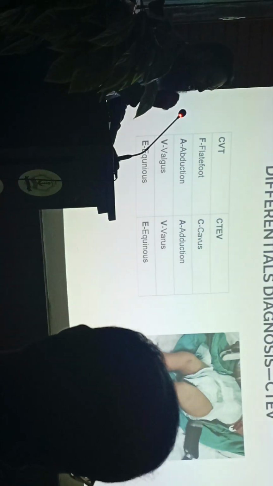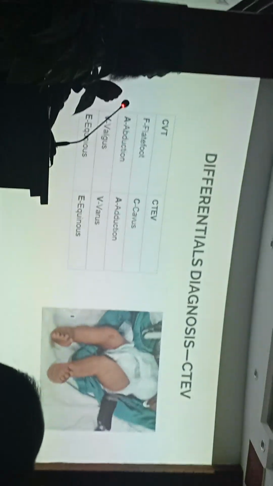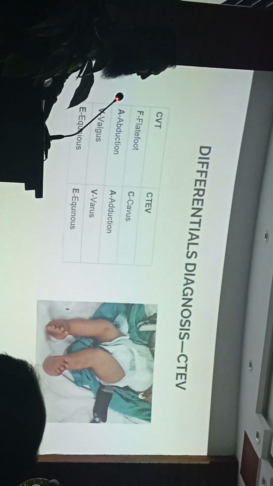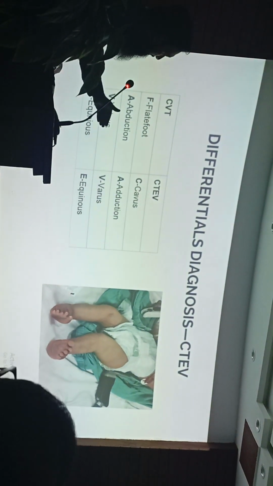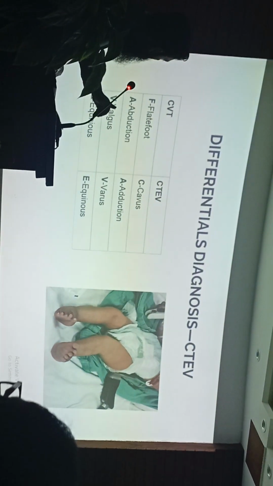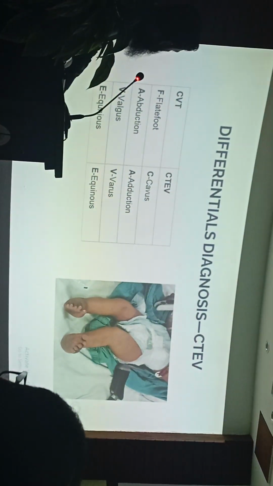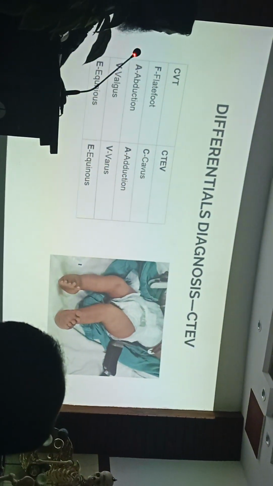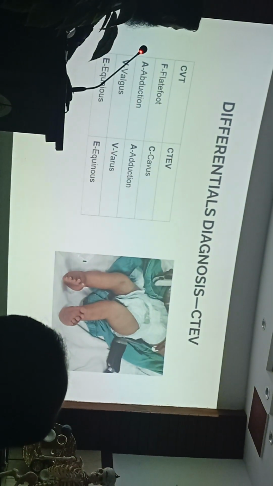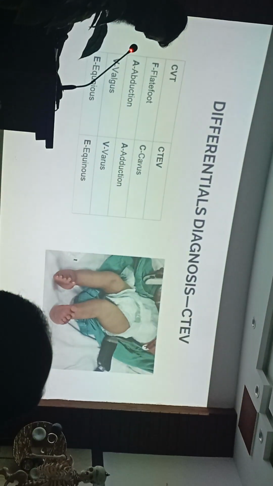Differentials are very important in this pediatric foot deformity. First of all, CTEV. One foot has CTEV while the other foot has CVT. In CTEV, there is cavus instead of flat foot. There is adduction instead of abduction. There is varus instead of valgus. But equinus is common to both deformities.